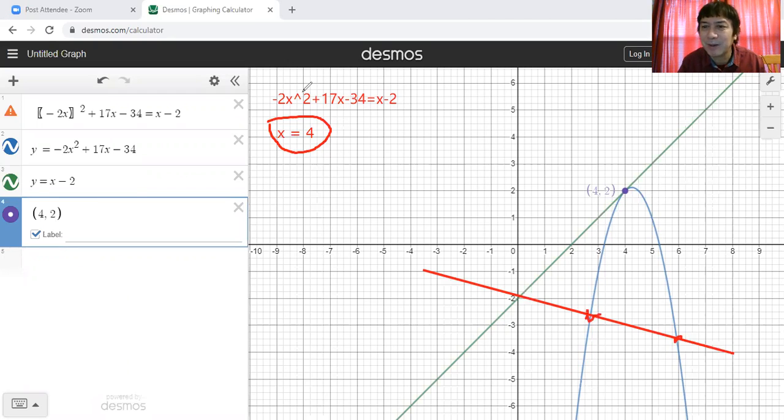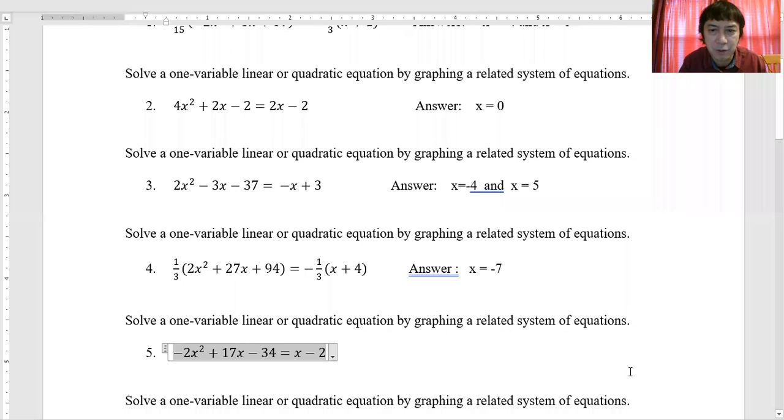But you don't have that intersecting line. They only intersected at one point, so we only get one value of x. All right, so our answer is x equals 4. We can now return to the original screen. And our answer is 4, so that goes to our number 5. And that's it. X equals 4.